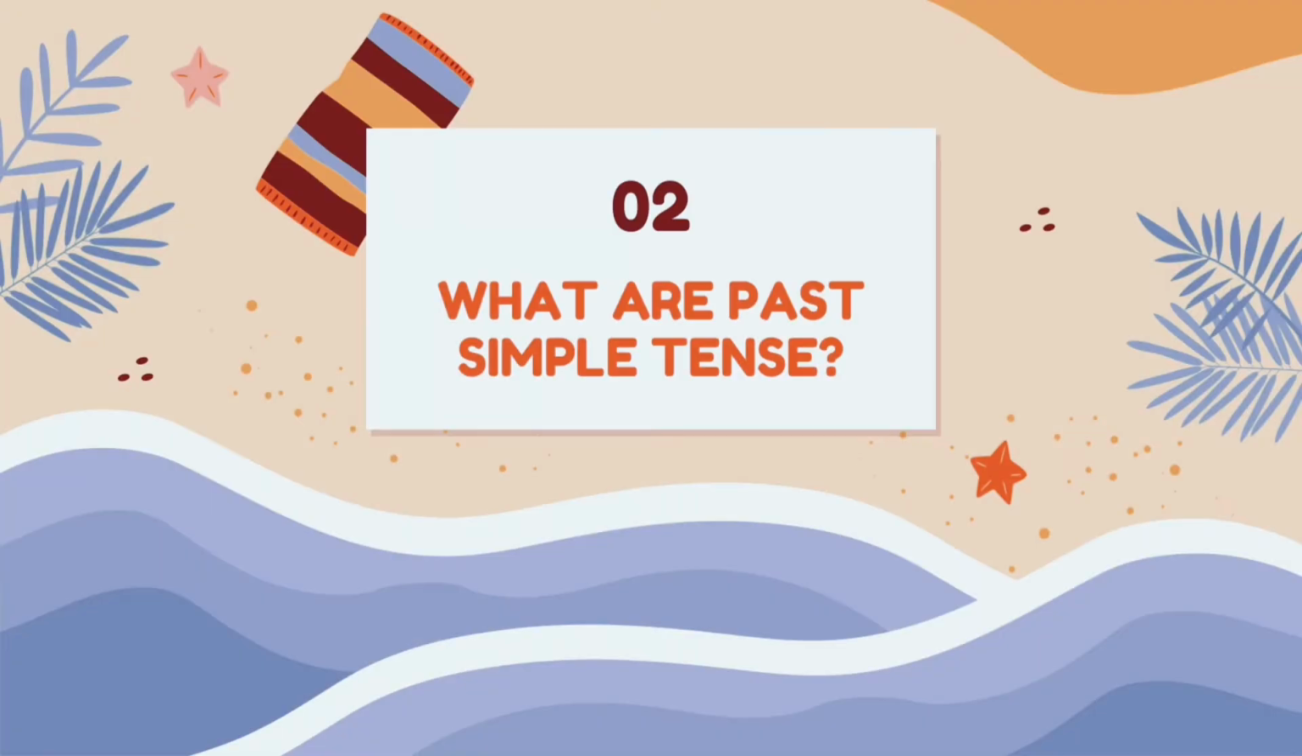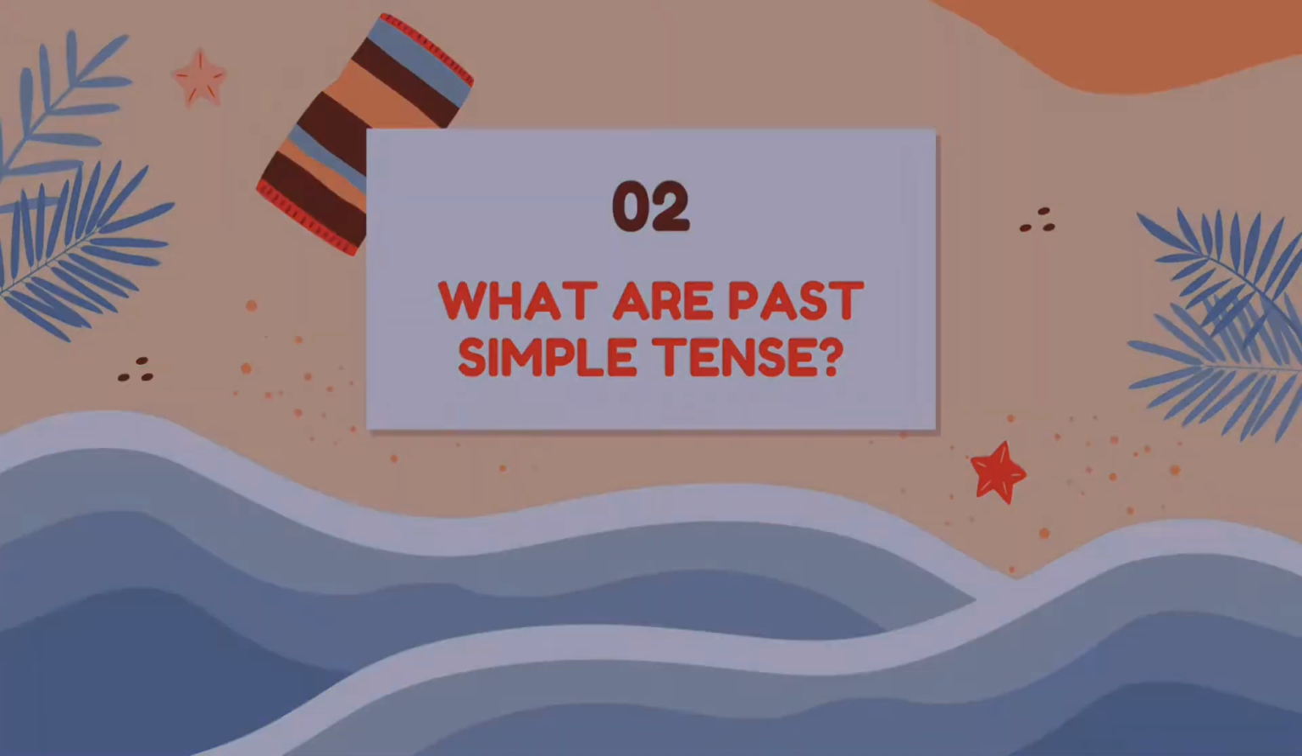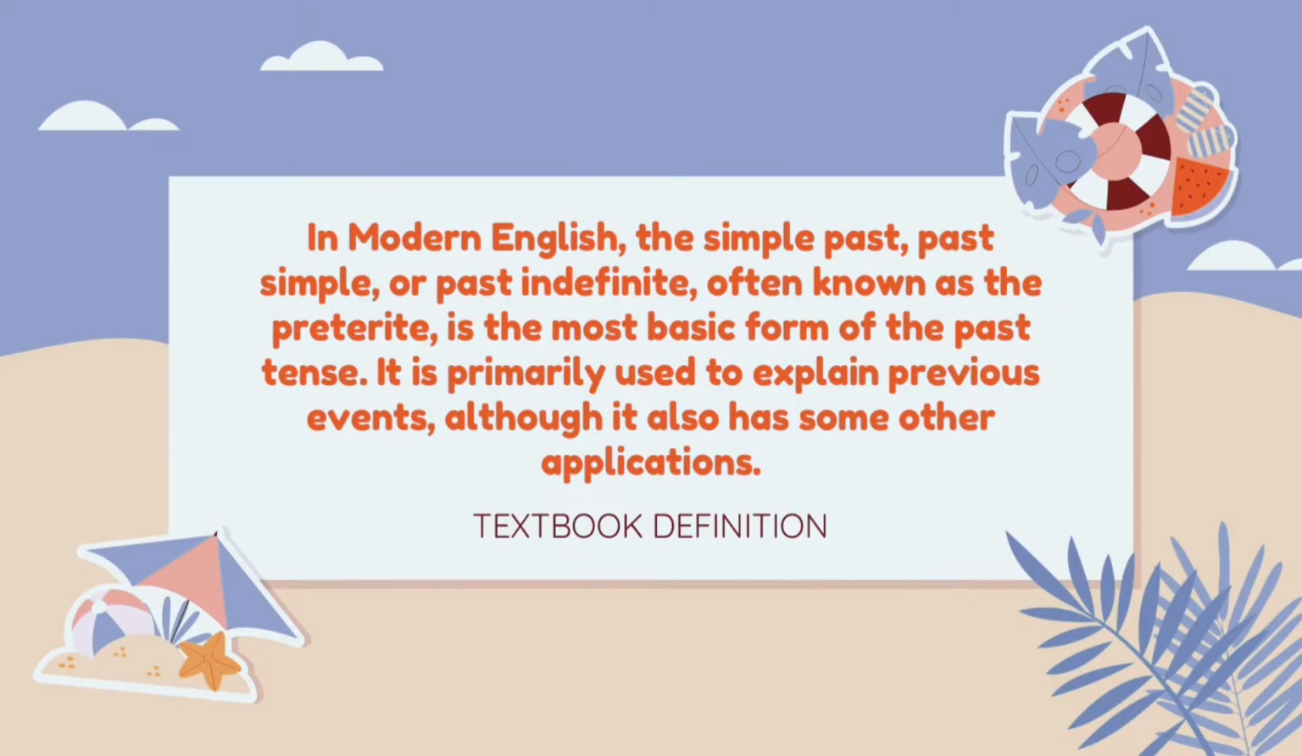Number 2. What is the past simple tense? In modern English, the past simple, or past indefinite, often known as the preterite, is the most basic form of the past tense. It is primarily used to explain previous events, although it also has some other applications.